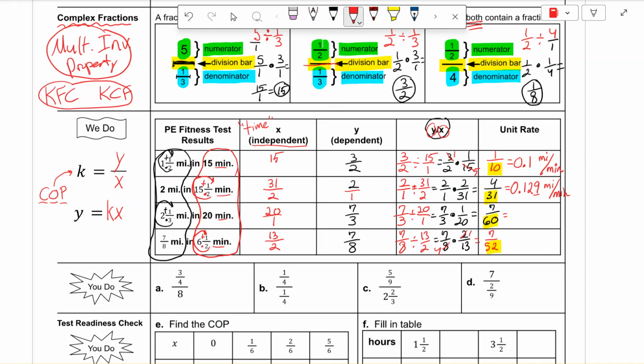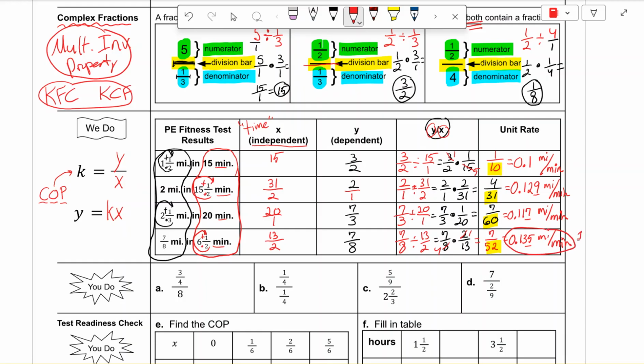Next one, 7 divided by 60. I'll round this one as well to the thousandths place. And that's miles per minute. And the last one, 7 divided by 52. I'll round again, miles per minute. Now you can see the most amount of length covered in 1 minute would be this one down here.